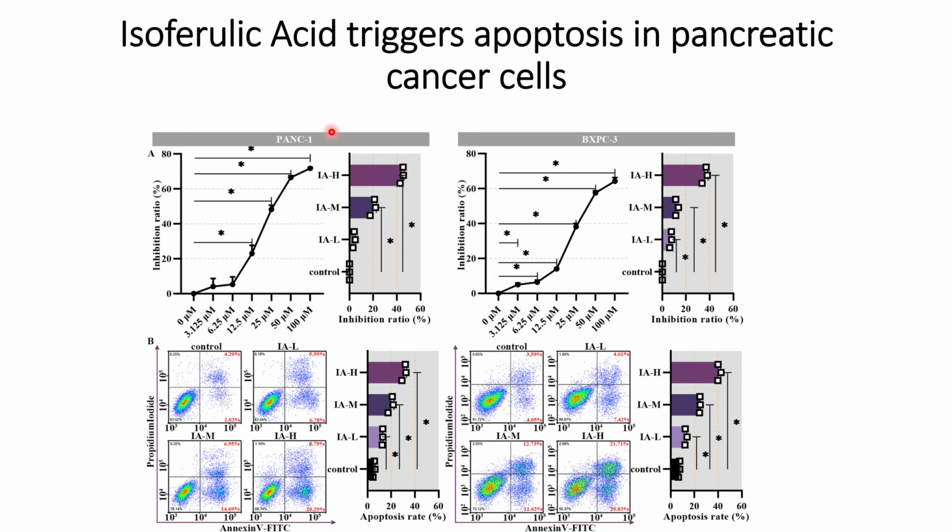In this video, we will discuss how isoferulic acid triggers apoptosis in pancreatic cancer cells. So how did isoferulic acid come to the mind of researchers? Isoferulic acid is a derivative of ferulic acid, which has anti-cancer properties. However, how isoferulic acid affects pancreatic cancer cells, the king of cancers, is unknown.